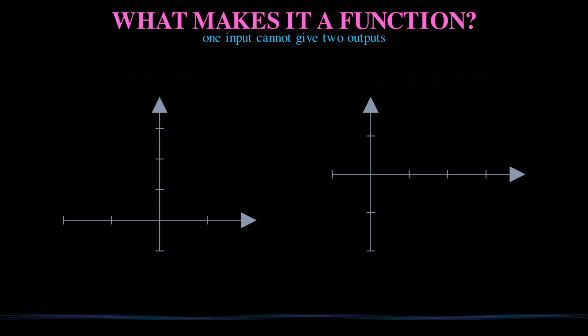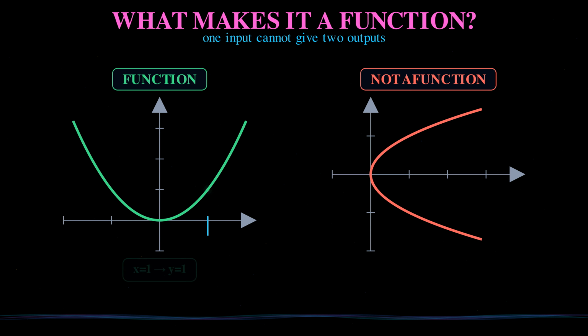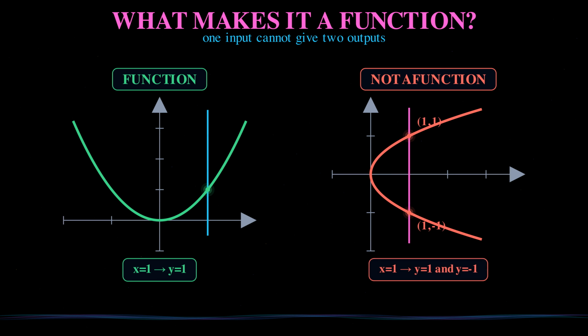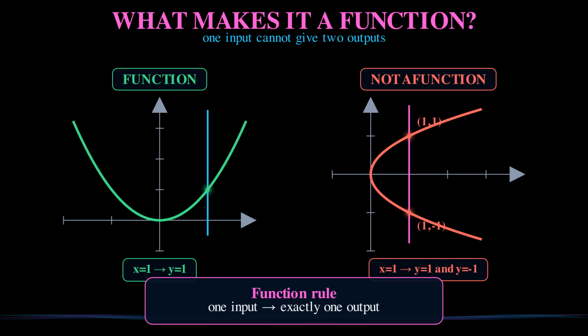Now we must be careful. Not every curve is a function. For a relation to be a function, one input must give exactly one output. On the left, the vertical line touches the curve once. That is allowed. On the right, the same vertical line touches the curve twice. That means one input gives two outputs, so that relation is not a function. This is the basic idea behind the vertical line test.